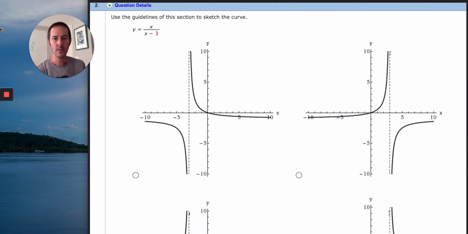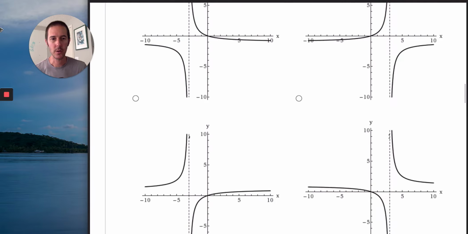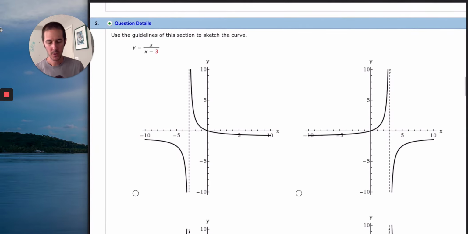In this question, this is not a polynomial. This is a rational function. As we can see from these multiple choice graphs, so this question has us going right to the graphs, we're going to need a vertical asymptote. Look, all of these have vertical asymptotes. You probably saw that right away, though.